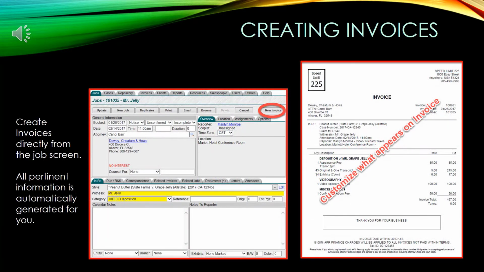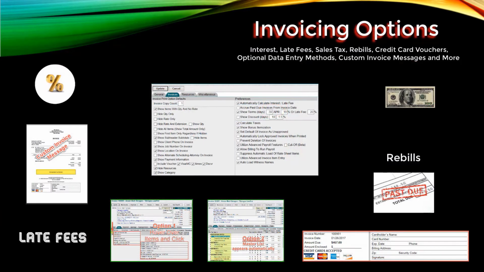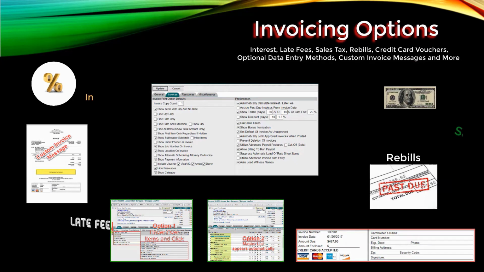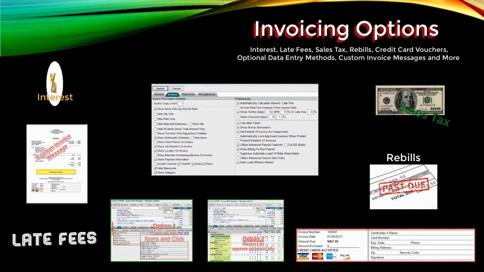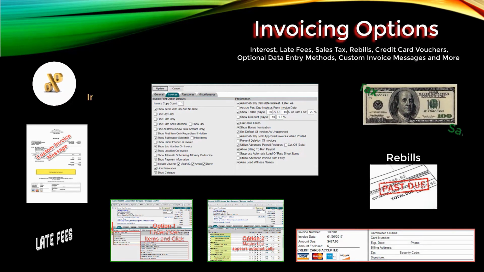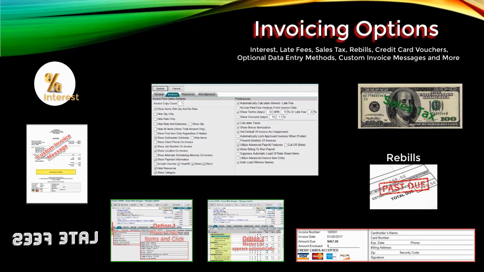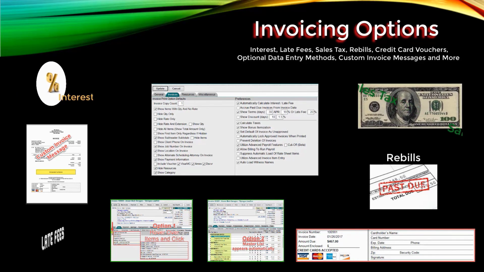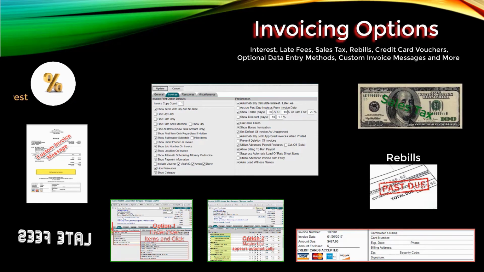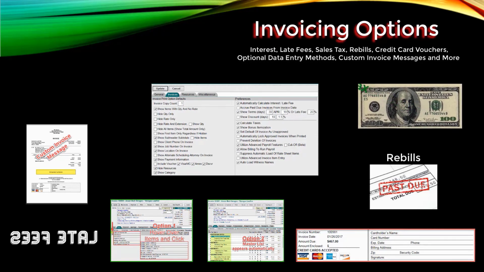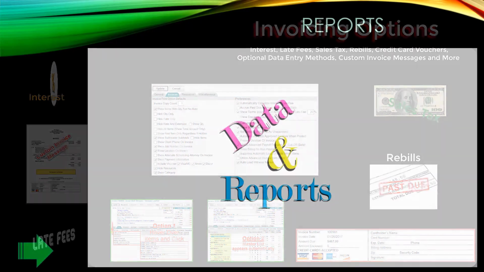Creating an invoice is done right here from the job screen, which ensures that it'll be associated with the correct job every time. You also have options to choose what you'd like to appear on your invoices. Again, there are a lot of options to choose from. You have the ability to charge interest or late fees as well as sales tax if needed. Choose what information you want your invoices to include, like messages or credit card vouchers. Send out past dues. They're called rebills. Lots of different options here.